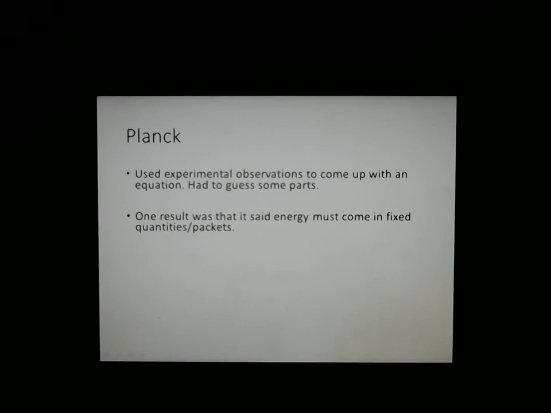So he went backwards. He created mathematical law from the experimental observations, and one of the things that fell out of it was that energy had to come in fixed quantities, or discrete packets. Discrete meaning, remember, little individual pieces. And he called these quanta, from the word quantity. The Latin word is quantus, means how much. So if you think quanta, quantity, you're on the right track.